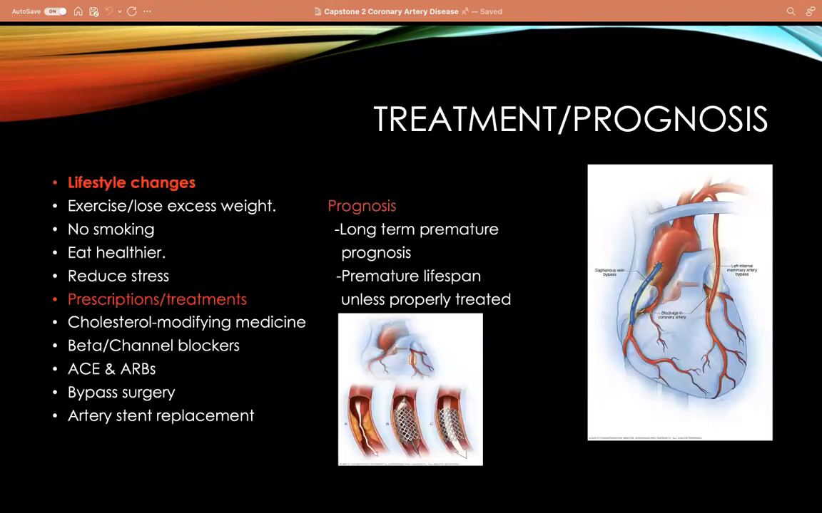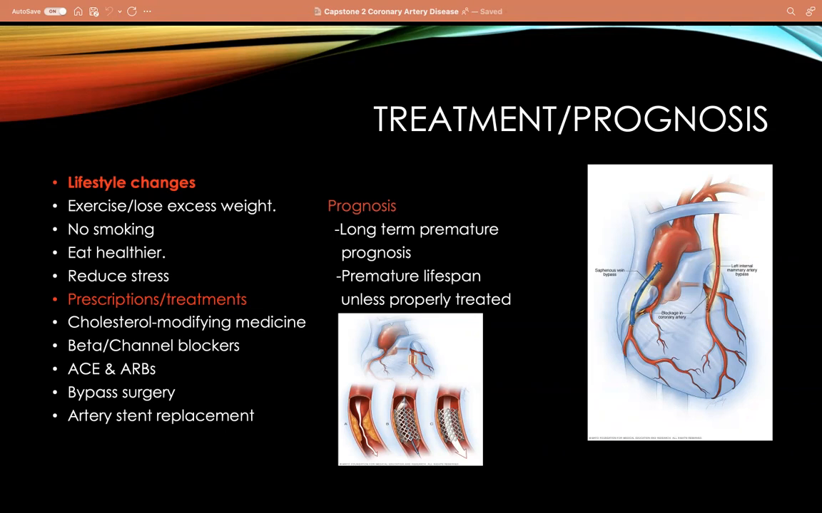In order to treat coronary artery disease, some simple lifestyle changes will have to occur, such as exercising to lose excess weight, no smoking, eating healthier, and reducing stress levels. Some drugs and prescriptions can also be prescribed, such as a cholesterol modifying medication. This will reduce the material that deposits cholesterol into your coronary arteries. Next is a beta blocker, which will slow your heart rate, decrease your blood pressure, and decrease your heart's demand for oxygen, which will overall reduce the risk of future heart attacks.